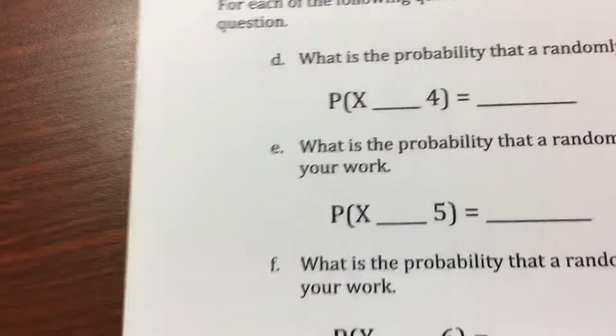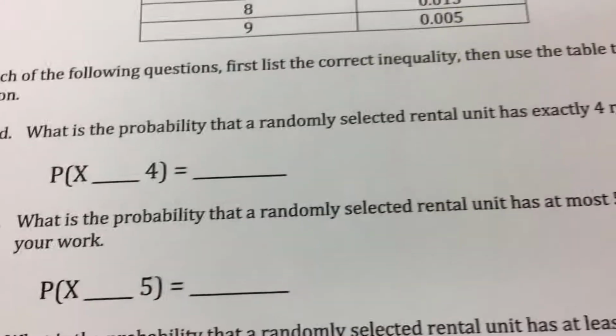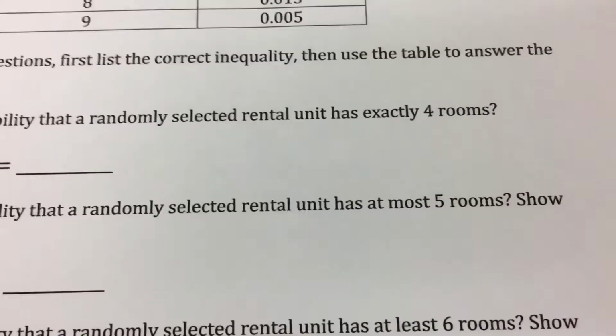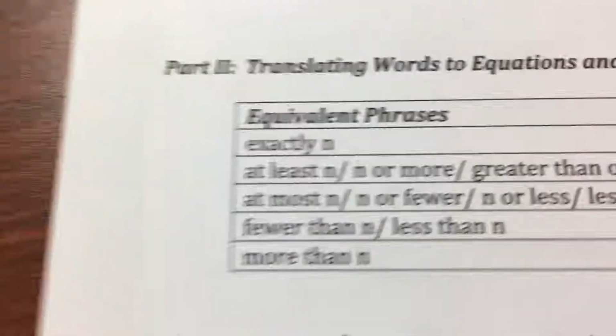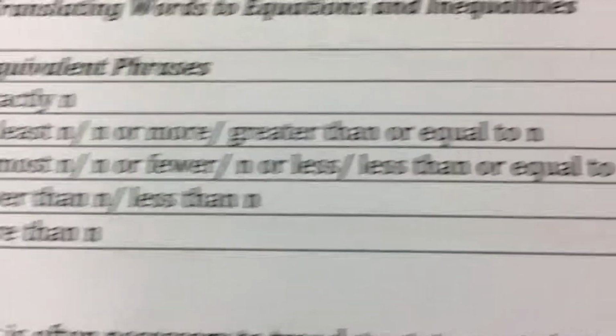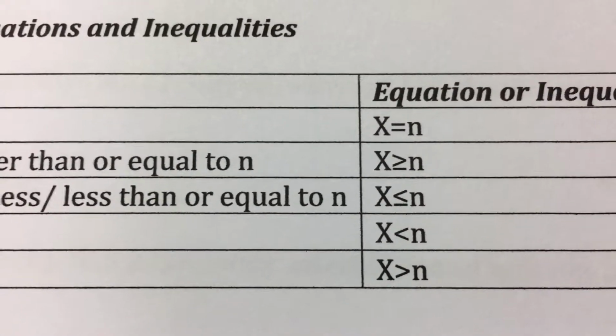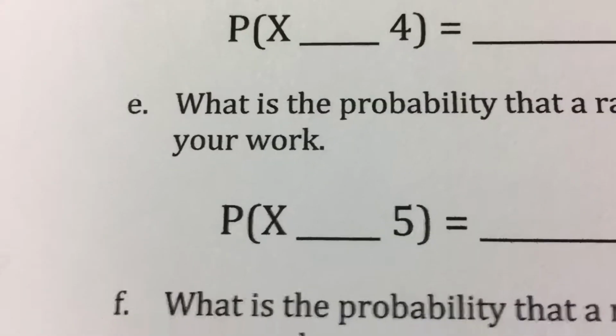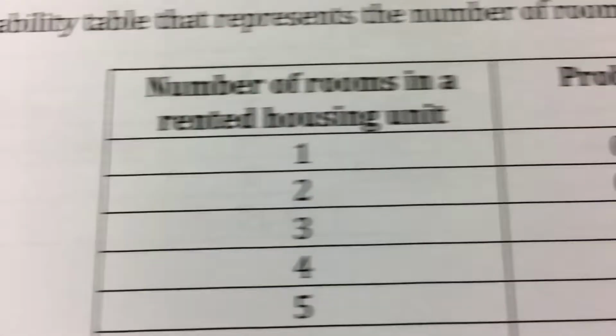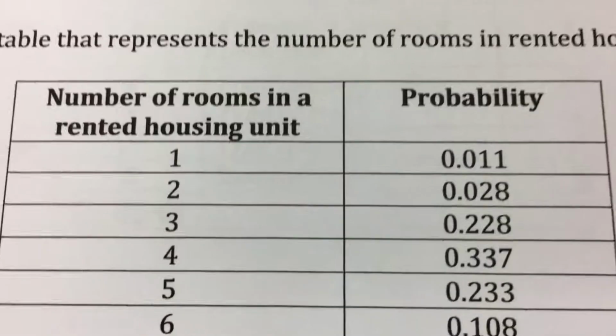Okay, in part E, what's the probability a randomly selected rental unit has at most 5 rooms? Come over here, look up at most. If you look up at most, you can see it's x is less than or equal to n. So that means in your box, you'll put less than or equal to 5. And then everything less than or equal to 5, you're going to come up here and add those together, the less than or equal to 5, and write it down in your box.